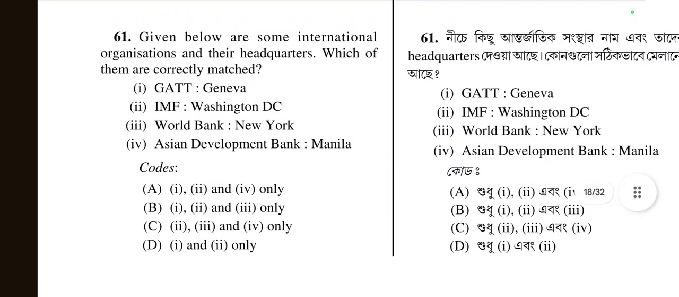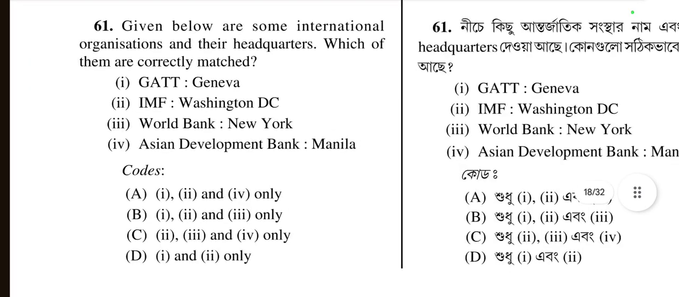Then come to question number 61. Given below are some international organizations and their headquarters. Which of them are correctly matched? GATT, General Agreement on Trade and Tariff. Its headquarters is Geneva, Switzerland. Yes, this is correct. Second option, IMF, International Monetary Fund, Washington DC. Yes, IMF headquarters is Washington DC.